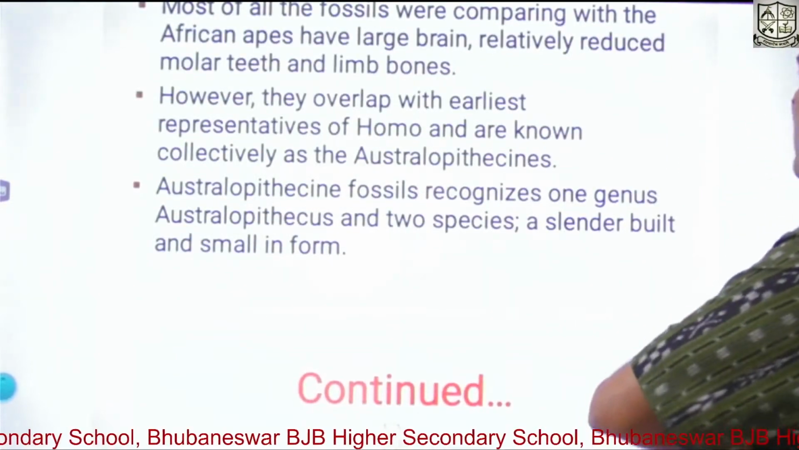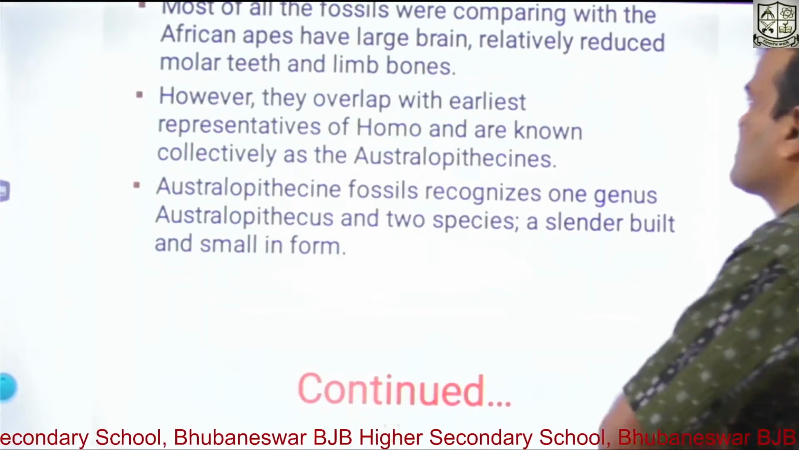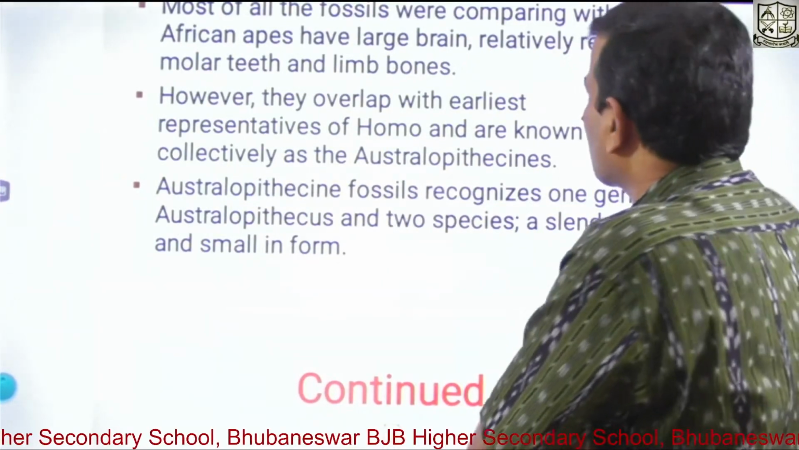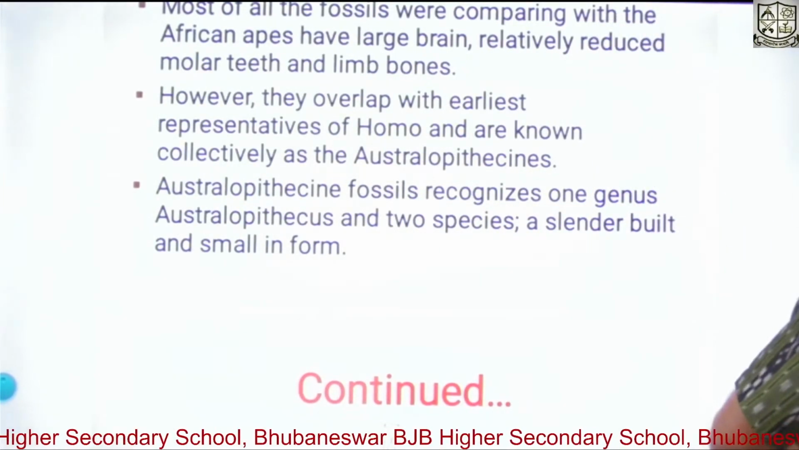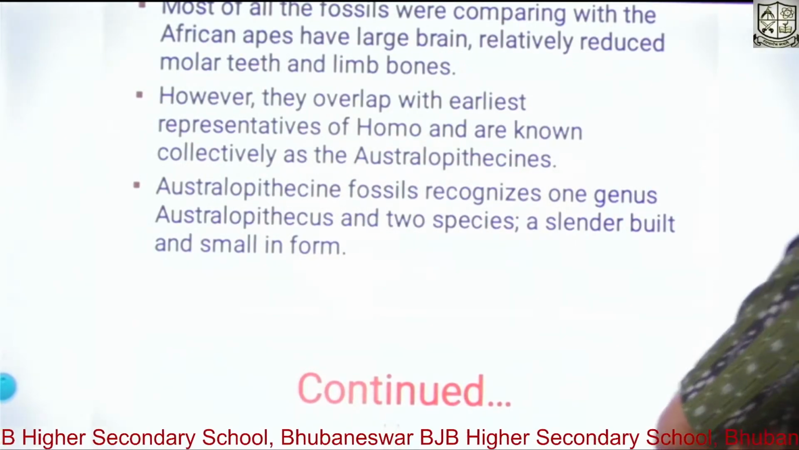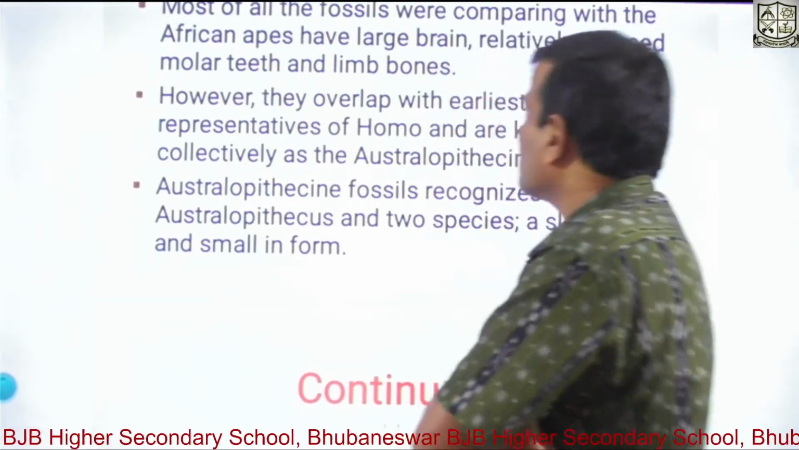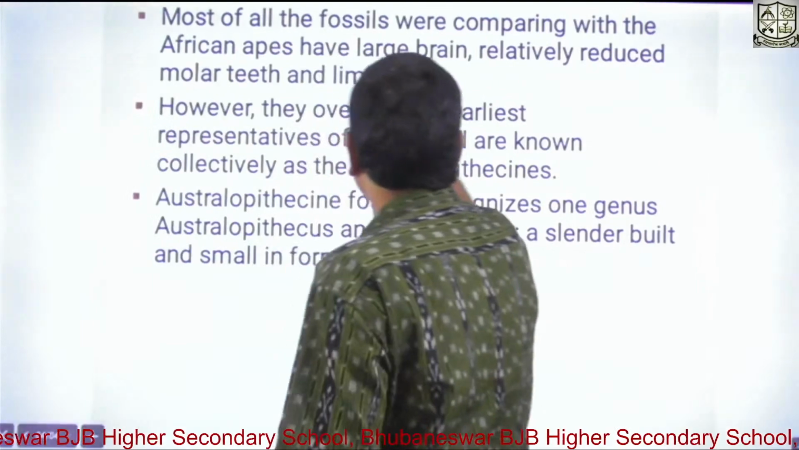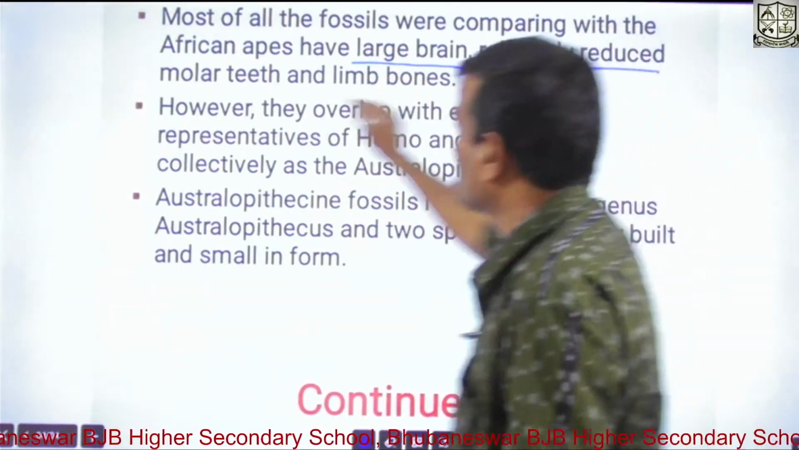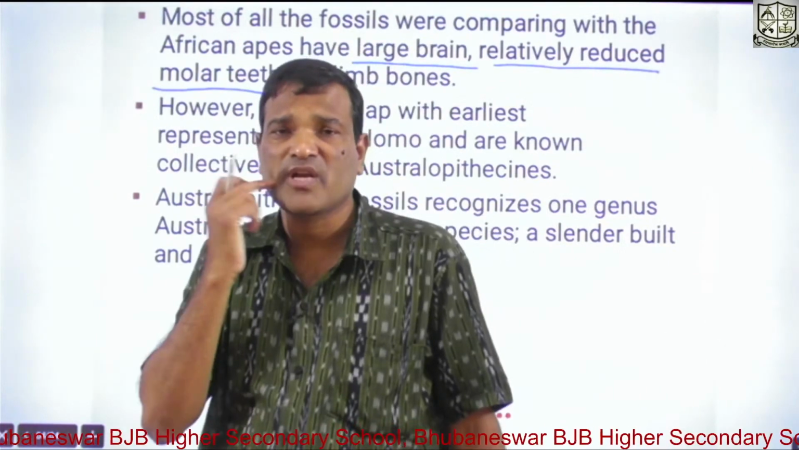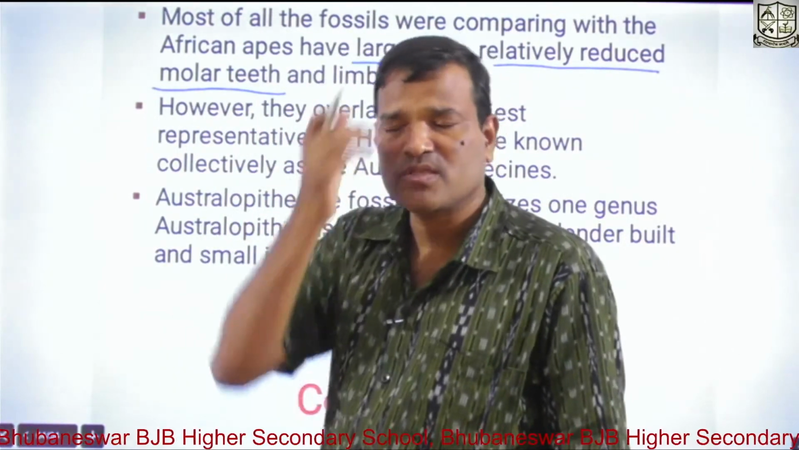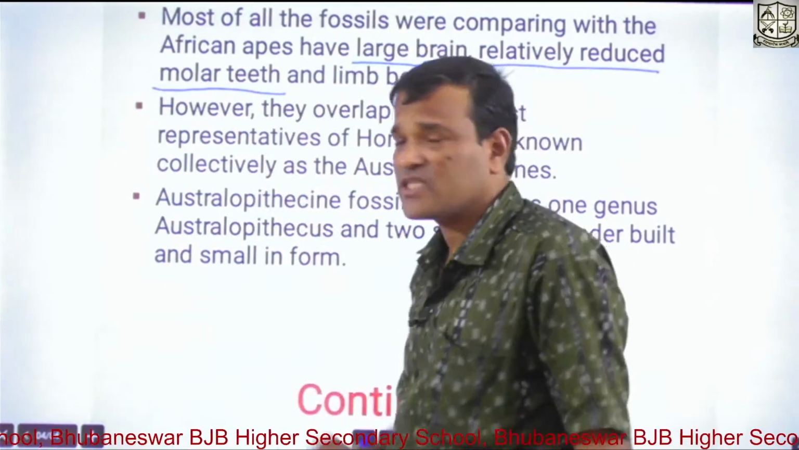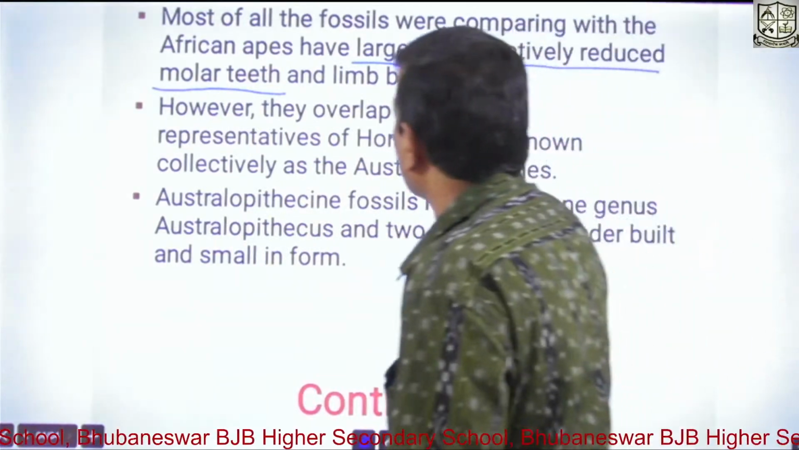Most of the fossils discovered from different parts of Africa were compared with the African apes, because of the large brain and relatively reduced molar teeth and limb bone. Human beings have 32 teeth, with the dental formula 2 1 2 3. The reduced molar teeth and limb bone are the peculiar characteristics of these fossils.